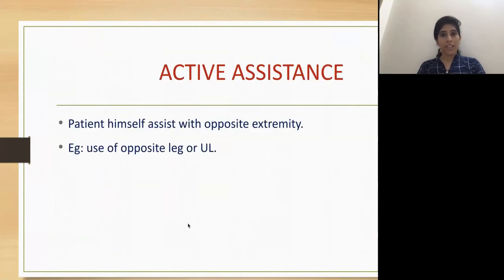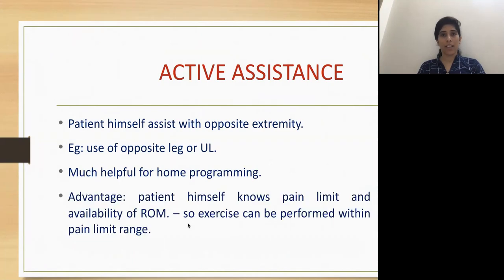For the active assisted exercises, the patient himself assists with the opposite extremity. For example, by using his or her opposite upper extremity or lower extremity. And it is very helpful for home program exercises.